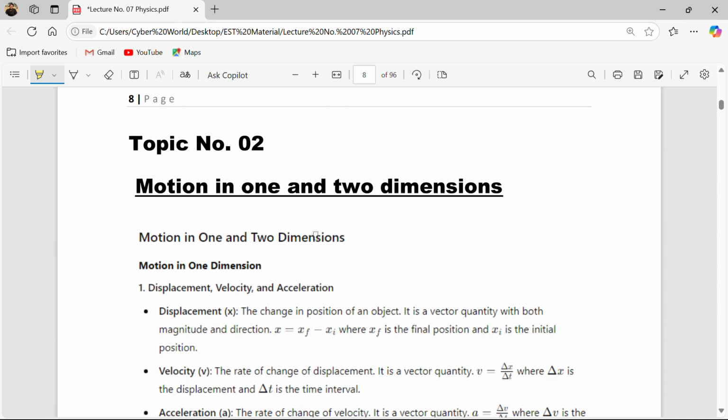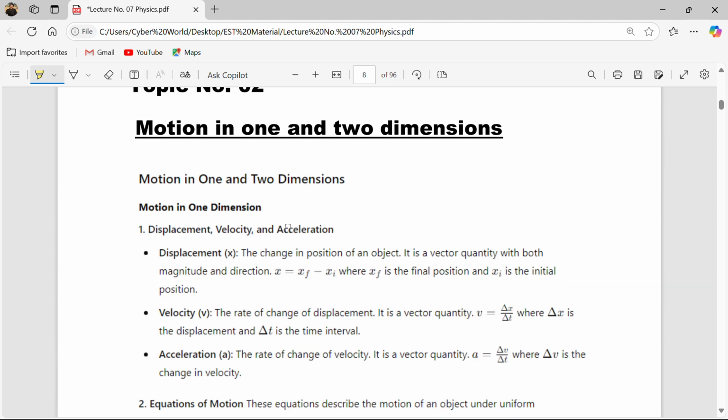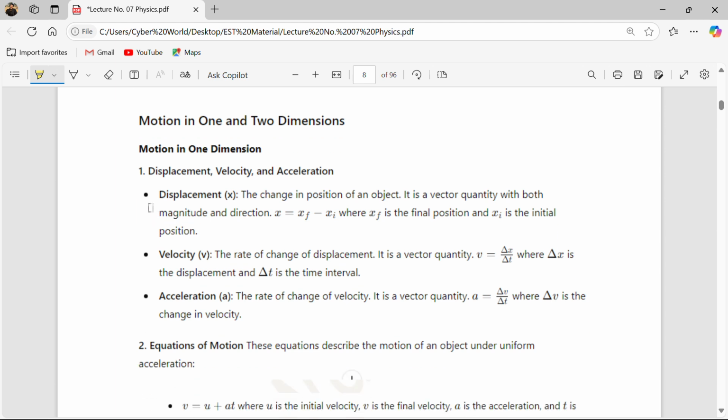Now move on towards our next chapter, which is motion in one and two dimensions. In this you can see there are many topics. First of all, motion in one dimension. Motion in one dimension is concerned with displacement, velocity, and acceleration. Displacement is basically the change in position of an object, and we can find displacement by this formula: final position minus initial position.